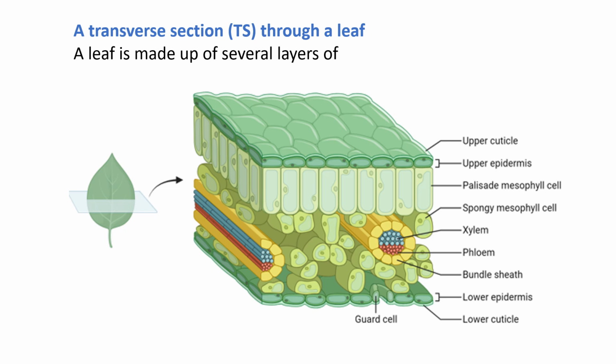Among the spongy mesophyll cells, some vascular tissues are found containing xylem vessels and phloem vessels. Then below the spongy mesophyll layer is the lower epidermis, and in some plants there is a cuticle below the lower epidermal cells also.